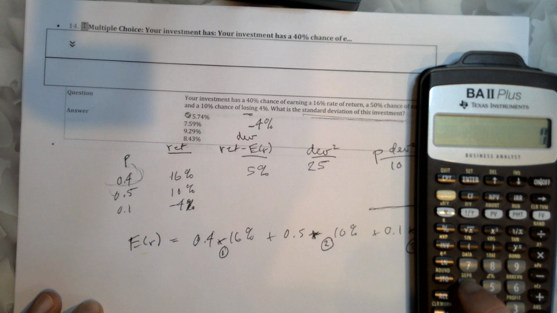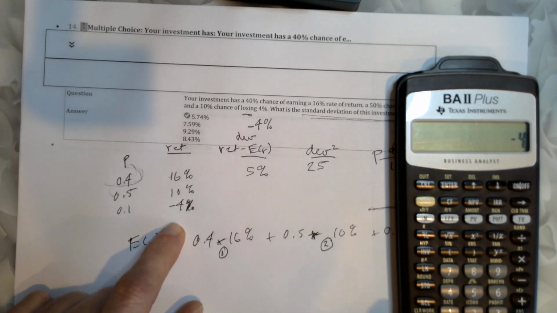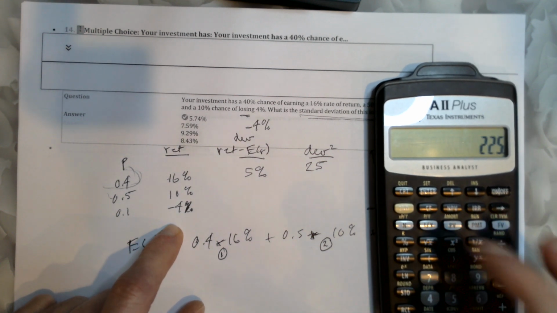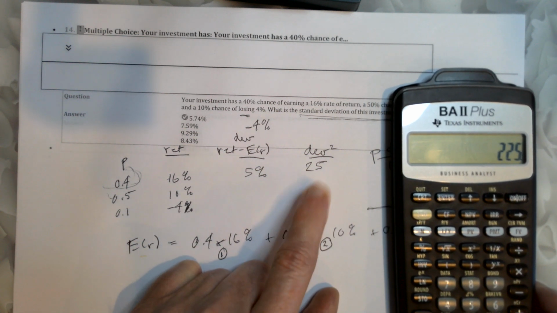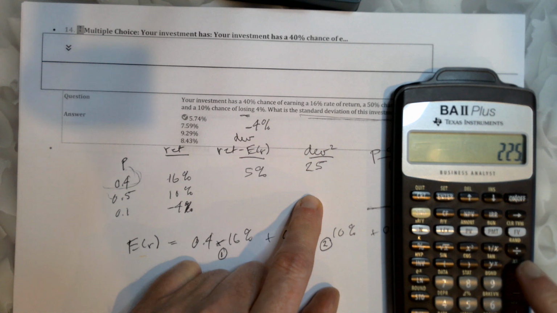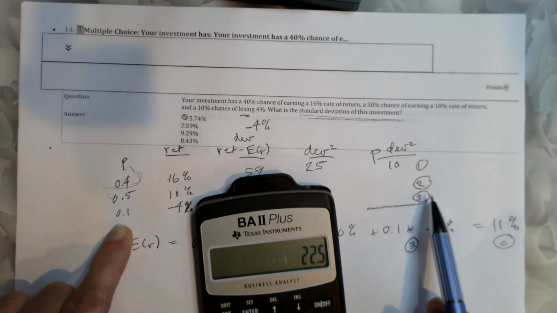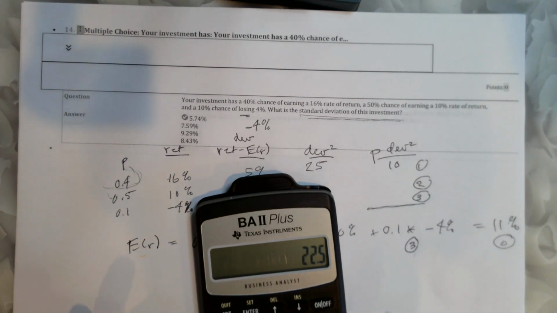Now, I've got 4 negative. Got to remember the negative. 4 negative minus recall 0 equals. Now my deviation is negative 15. I'm going to square that. Of course, the negative goes away, and my deviation squared is 225. Then I multiply by the probability of 0.1. It gives me 22.5 for my probability times deviation squared. I'm going to store that in location 3.